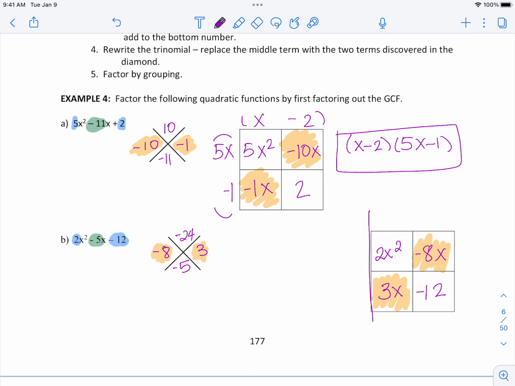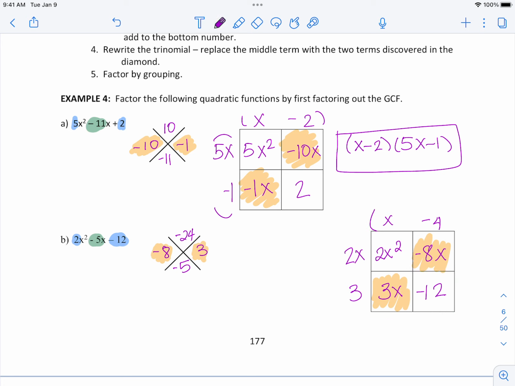All right, let's do the first column. The GCF of 2x squared and 3x is x. Let's look at the next column. Negative 8x and negative 12. The GCF is going to be negative 4. Now I'm looking at the rows. 2x squared minus 8x, the GCF is 2x. And then the last row, 3x minus 12, the GCF is 3.